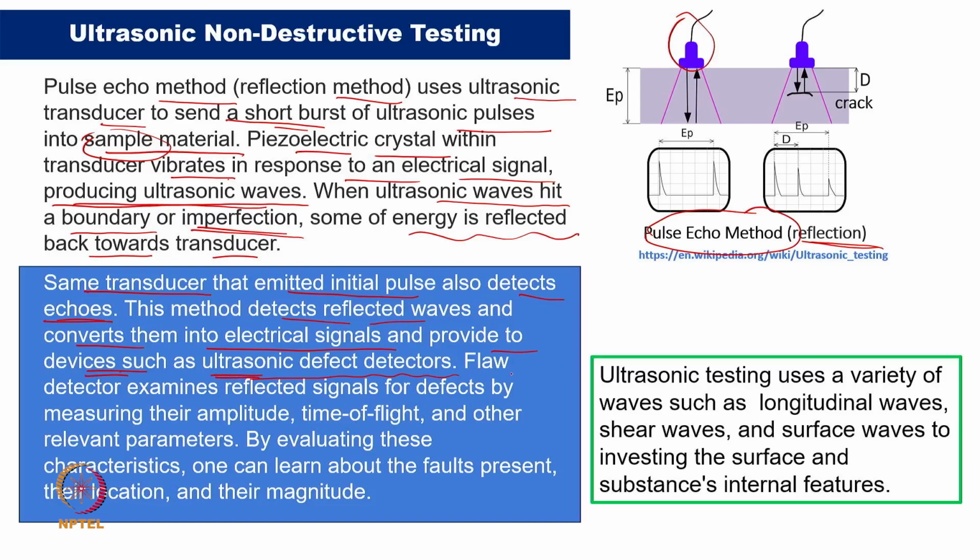Now, this defect detector, we are also using the word flaw detector, examines the reflected signals by measuring its amplitude, the time of flight, how much time it took to come back, and other relevant parameters which are mathematically connected with each other. Based on that it can evaluate and provide the characteristics of the flaw: how many faults are present, where the faults are present, the location, and the size of the fault. It can be done, but again these are all idealistic situations.